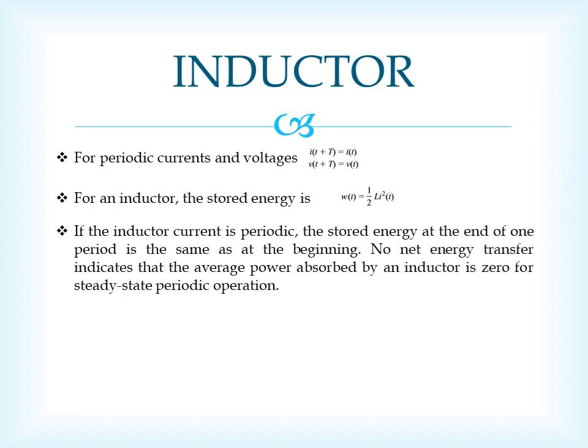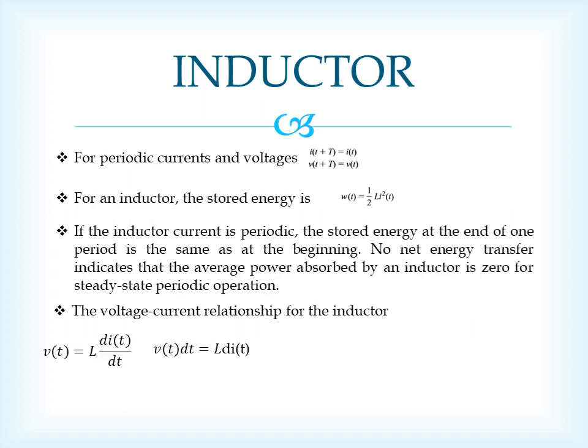So what happens if we take this into consideration is, let us see what is the voltage current relationship in an inductor. V is equal to L di upon dt, which can be written as V into dt is equal to L into di.